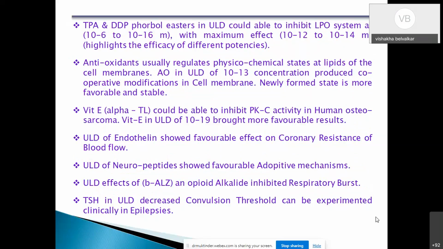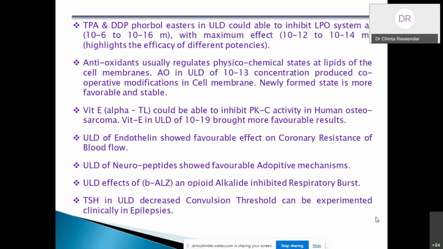Among these molecules, there are TPA and DDP. These are the two phorbol esters. In ultra low dose, they are able to inhibit the lipid peroxidation system at 10 to the power of minus 16, with a maximum effect at 10 to the power of minus 12 to 14. See, this is how wonderfully they highlight the efficacy of different potencies.